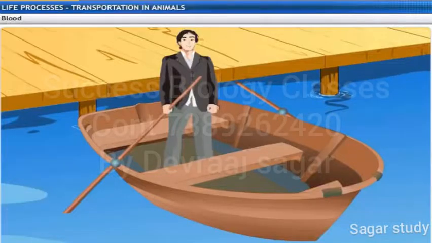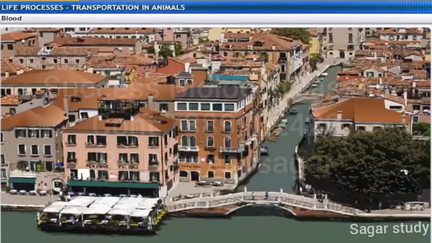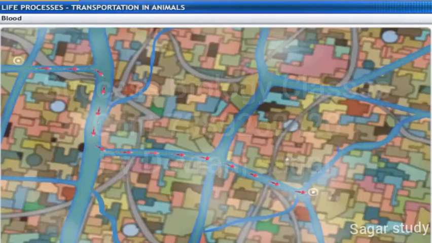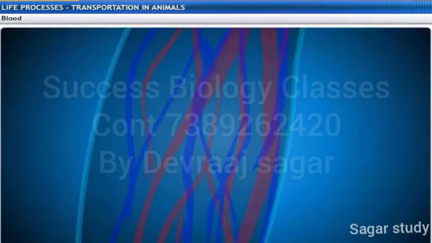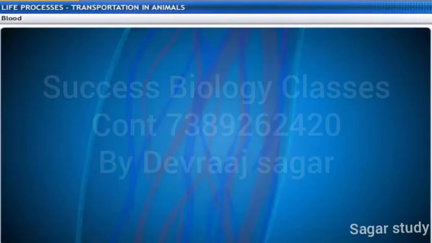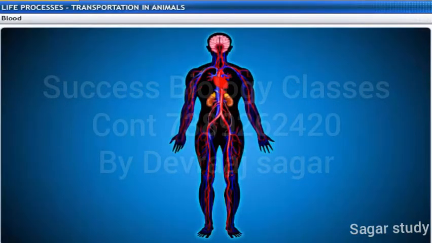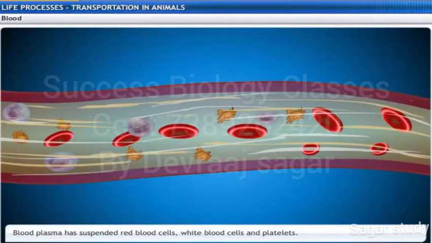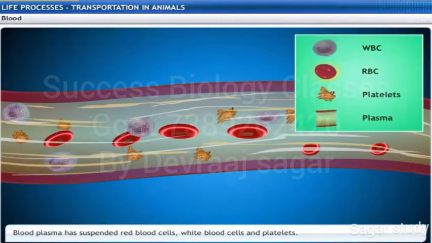In Venice, a boat is the most important mode of transport. Venice is a city of canals where people use boats to travel from one point to another. In the circulatory system, blood is the most important mode of transport. Blood is a fluid connective tissue that consists of a fluid medium called plasma, in which red blood cells, white blood cells, and platelets are suspended.